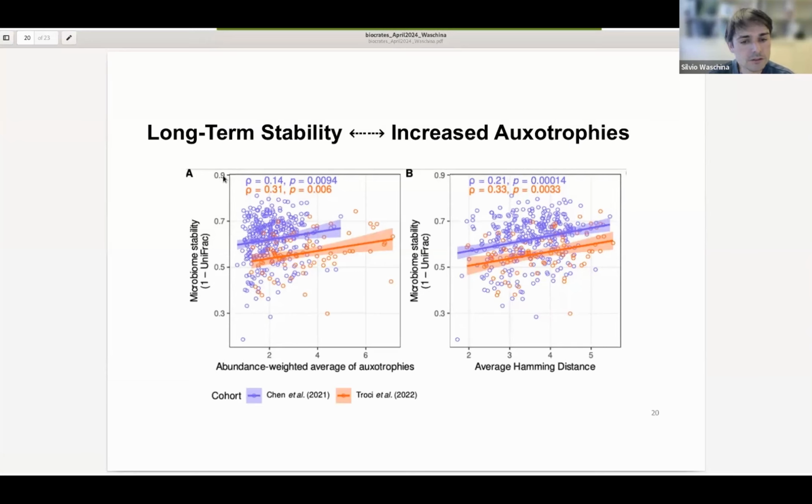And interestingly, we found a positive correlation here in both cohorts. For example, here in orange the Kiel cohort, and in purple the Netherlands cohort. In both, we see this positive correlation: with higher auxotrophy frequency and higher potential for cross-feeding of amino acids, there seems to be a stronger stability of the microbiome over this very long period of time, which is 3 or 4 years.